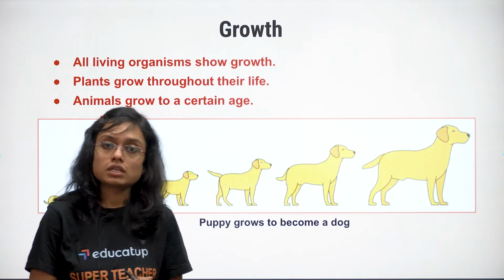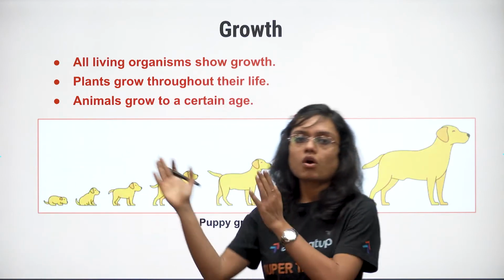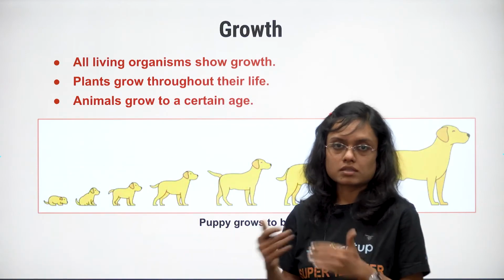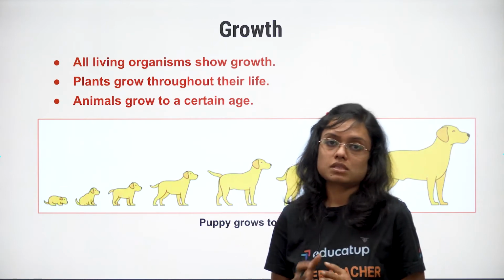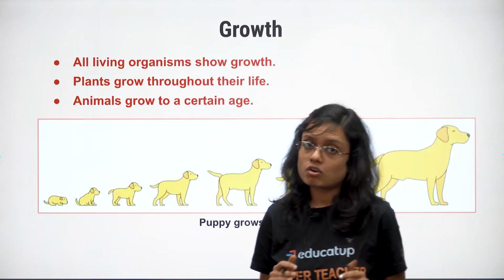Animals also grow to a certain age. For example, a puppy becomes a dog in some years. So that is growth. So if an organism is living, it will definitely show the feature of growth.